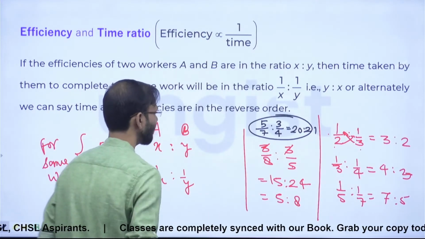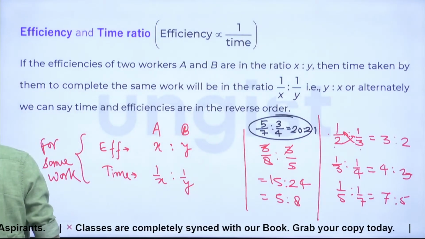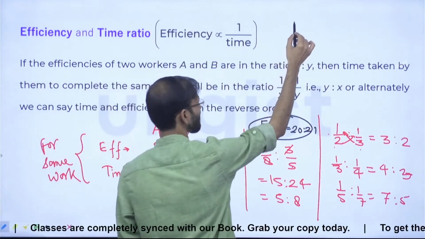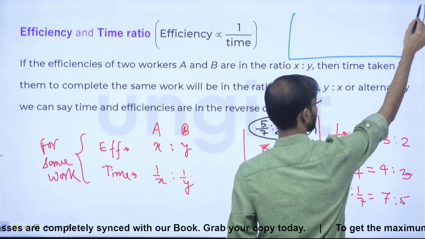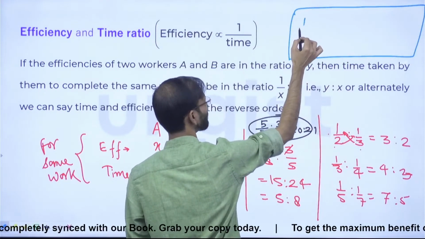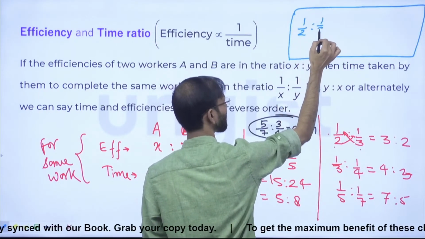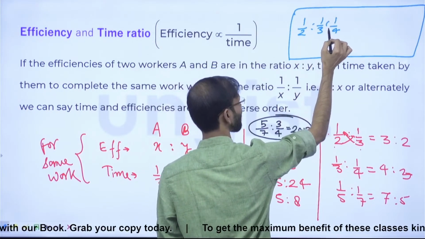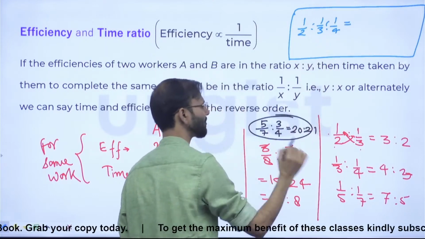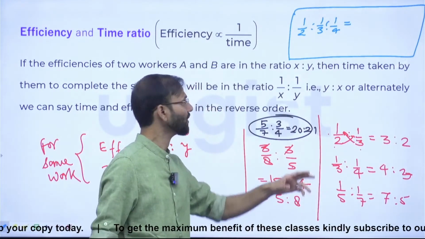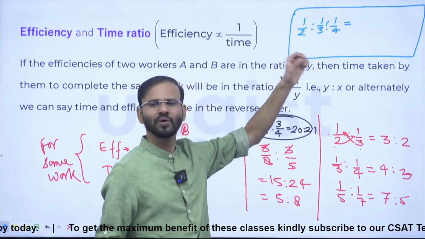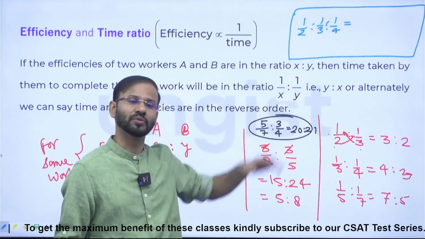Or, okay, I'm just using another space. Guys, what about 3 terms? For example, if you have to do 1 by 2 is to 1 by 3 is to 1 by 4, right? See, 1 by 2 is to 1 by 3 is very simple. This is 3 is to 2. But what if there are 3? 1 by 2 is to 1 by 3 is to 1 by 4.